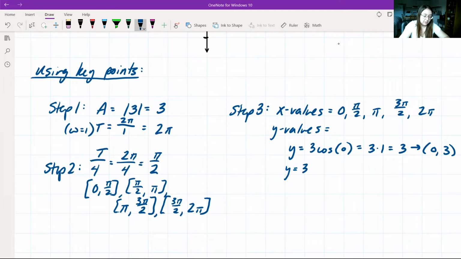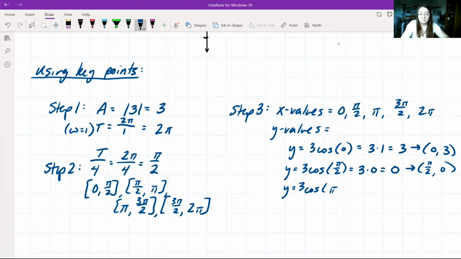Then our next value, pi over 2, we have 3 times cosine of pi over 2. Cosine of pi over 2 is just going to be 0, so we have 3 times 0, which is 0, which means that our next key point is going to be (pi over 2, 0).